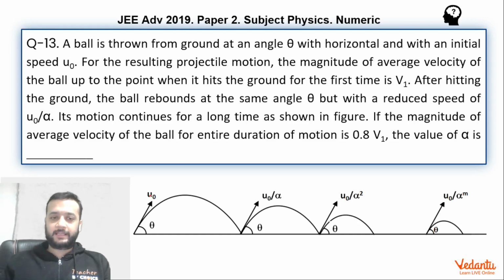A ball has been thrown at an initial speed of u0 at an angle of theta, and it keeps on bouncing for a large number of times. It has been given that for the first projectile motion, that means from here till here, the average speed is v1, and for the entire journey, the average speed is 0.8 v1. Using this data, we have to find the value of alpha, where alpha is the factor by which speed decreases after every bounce. The angle of projection, or we can say angle of rebound, is the same, theta, theta, theta. It remains the same. Alpha is the factor by which speed is decreasing after every bounce.